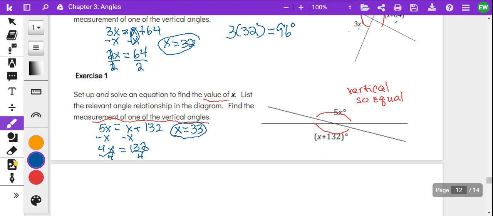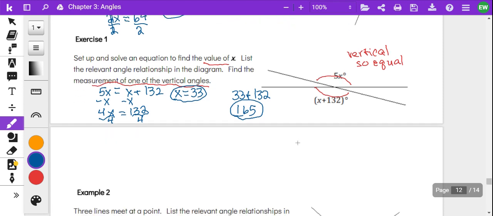Okay, so you should have found that x is 33. Setting up this equation, make sure you're checking the work. And now find the measure of one of the angles. All right, I decided to use the addition this time. 33 plus 132 is 165. And if we multiply 5x by 33, we will get the same answer.